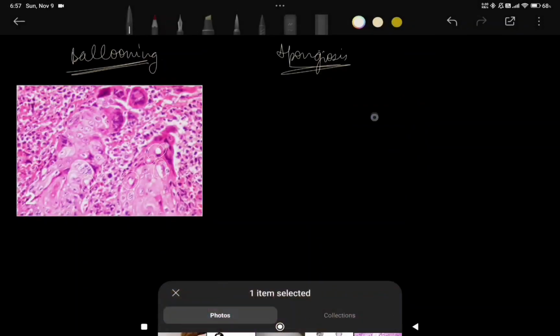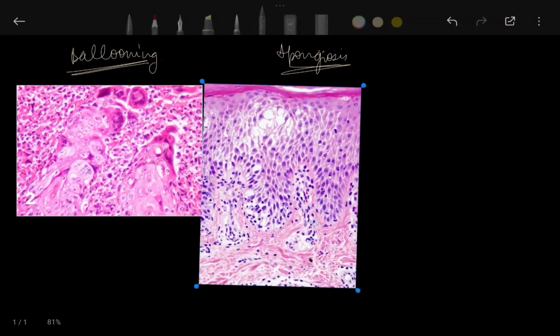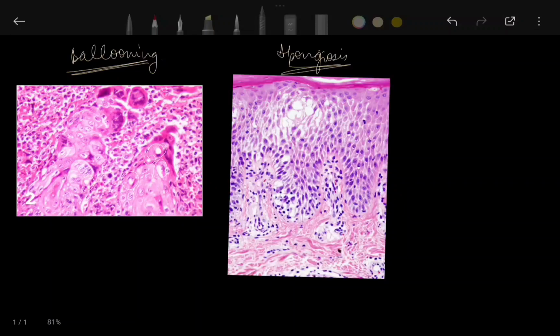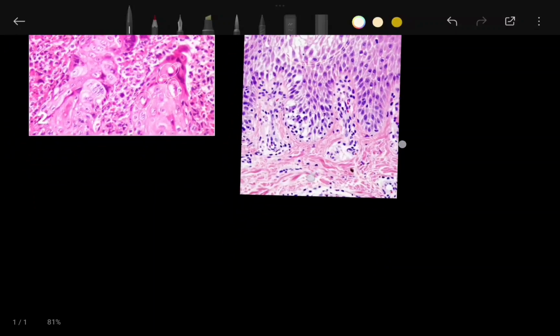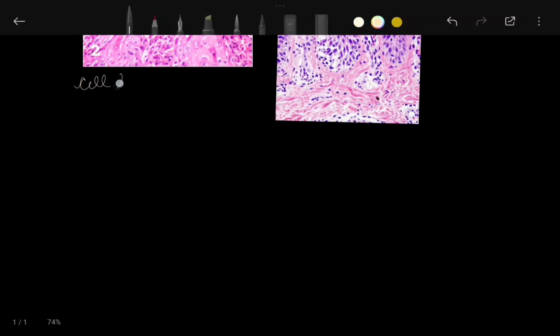And in case of spongiosis, we have this. Okay, it is the hallmark of acute eczema. In this, there is acute eczema. Okay, in this, there is intercellular edema. Now coming to cell lines, which is the last topic for today.